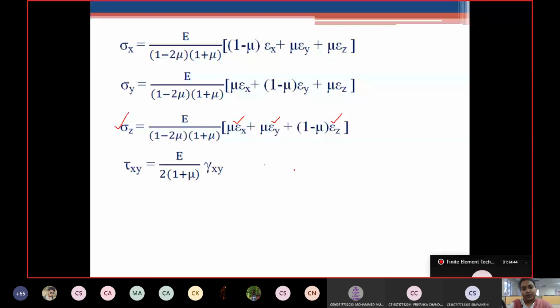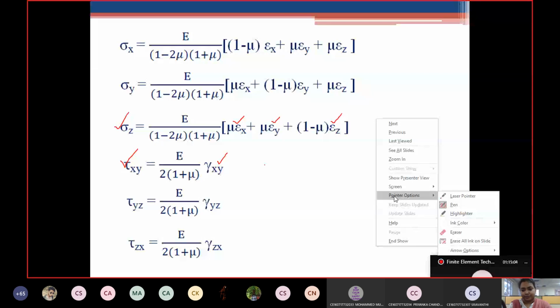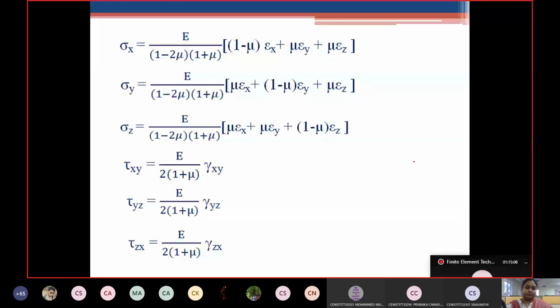See, tau xy can be written as E by 2 into 1 plus mu into gamma xy. That is shear stress in xy direction related to shear strain in xy direction. Similarly in yz direction, similarly in zx direction. Please write down all the equations. All 6 are very important.